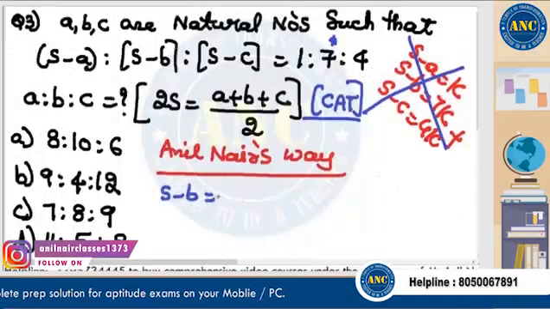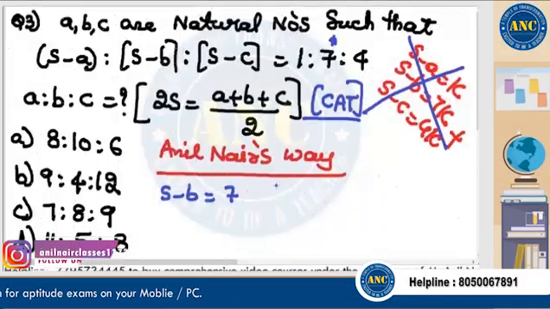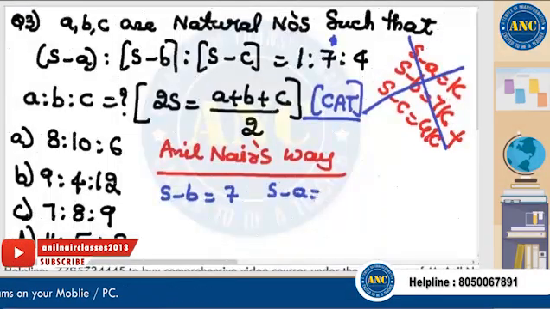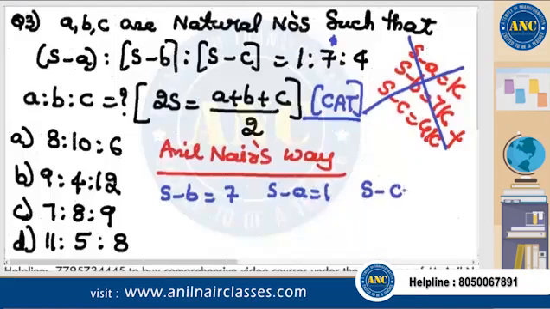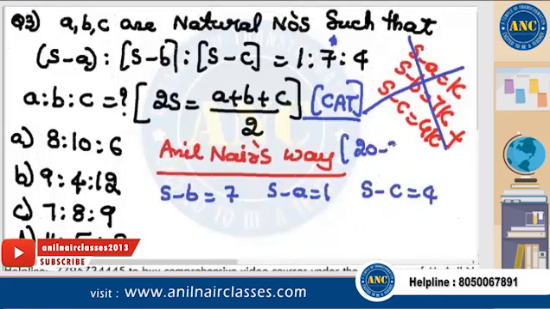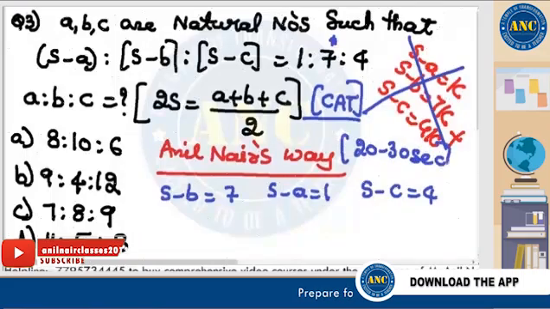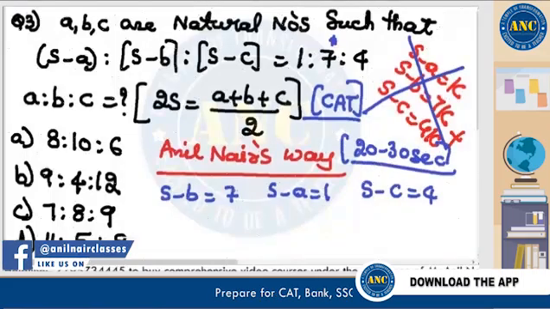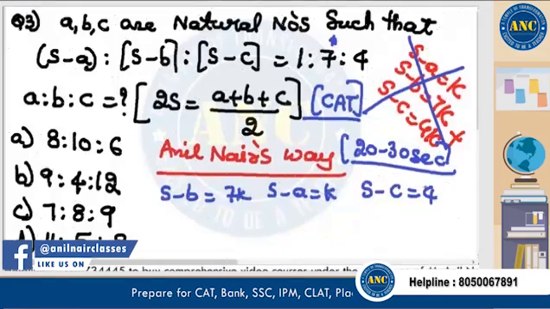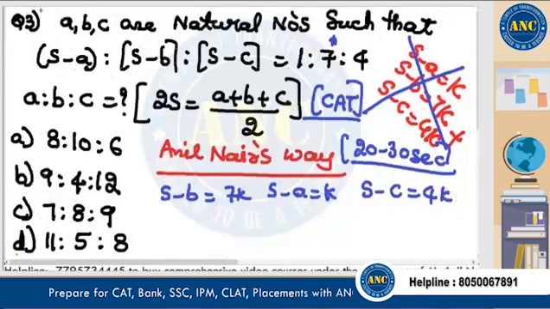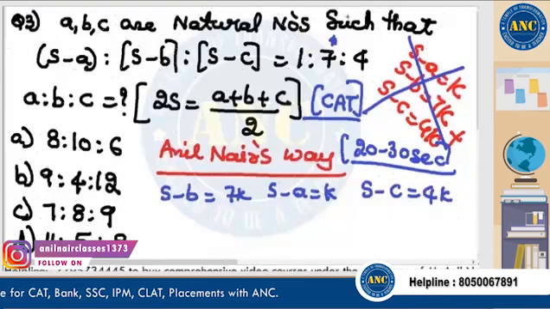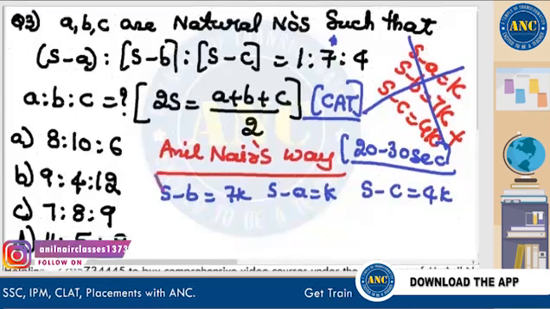S minus B is 7. S minus A is 1. S minus C is 4. If you just listen, probably in 20-30 seconds you can solve it without adding. Please see here. What is the maximum value? You can take K here. That also is not required. That is a constant. S minus B is 7K.